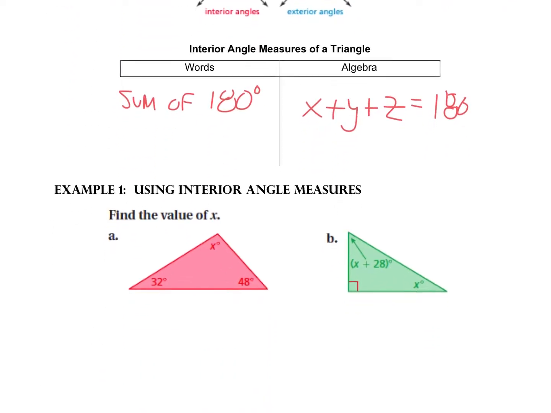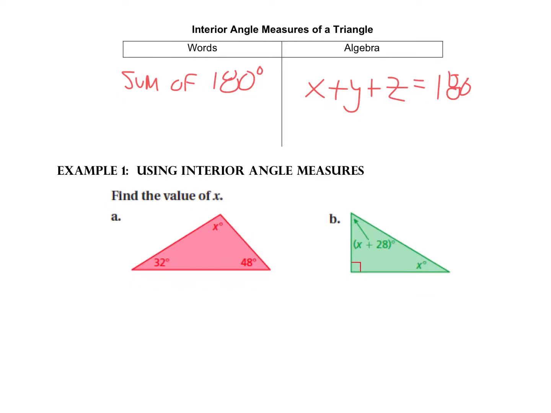So here's some examples of how we might use it. Find the value of x. Well, hopefully we recognize we're on the inside of the triangle. So when we're on the inside of the triangle, we use that information that we just talked about. That means we have angle x, which is in that upper corner, plus 48 if I go down to the right and go clockwise, plus 32, I get 180.